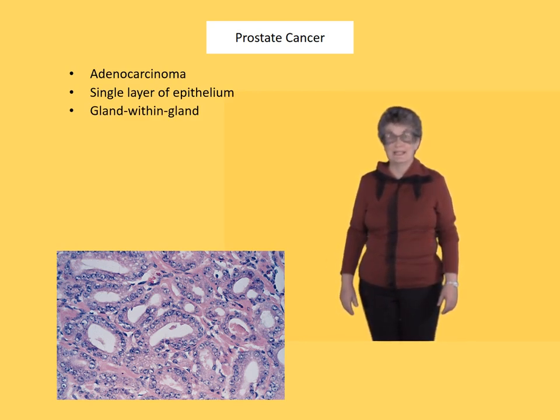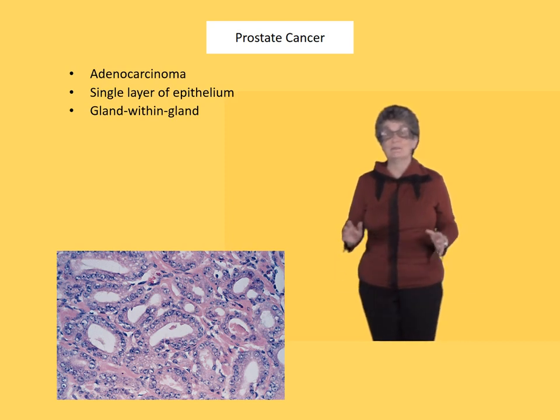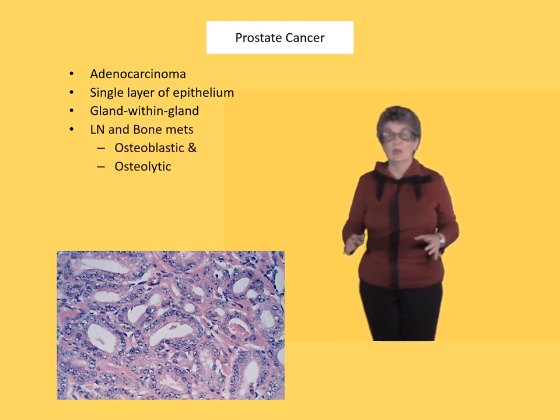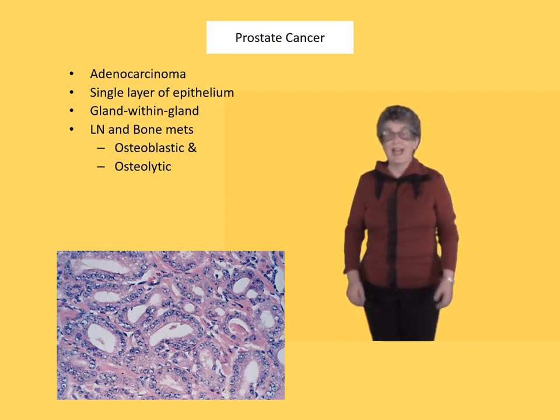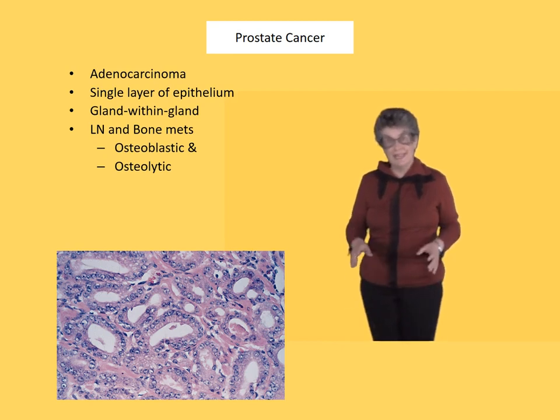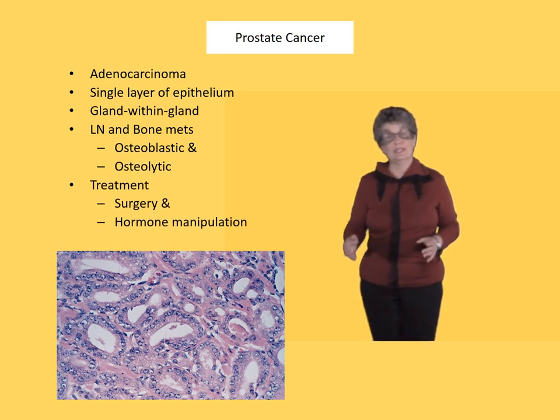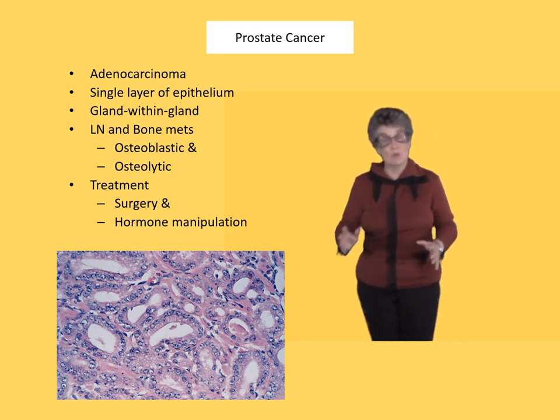Prostate cancer metastasizes to the lymph nodes and particularly to the bone, where it can have both an osteoblastic, in other words a sclerotic, bone-forming appearance, and also an osteolytic appearance. There are many options for treating prostate cancer. Hormonal manipulation is used most commonly now, but also surgery and radiotherapy in young men and people who want a cure rather than a palliation is an important treatment mode.